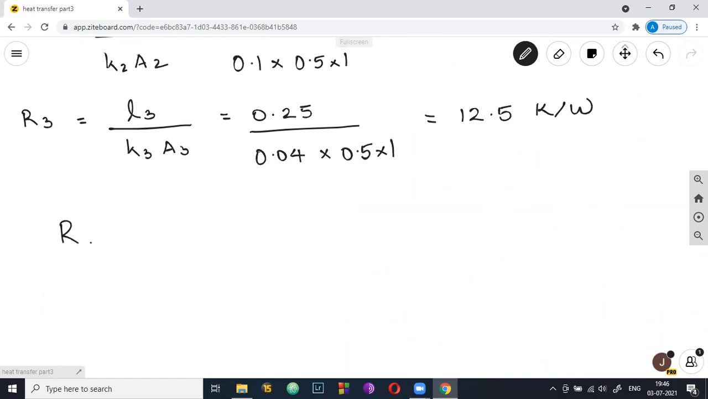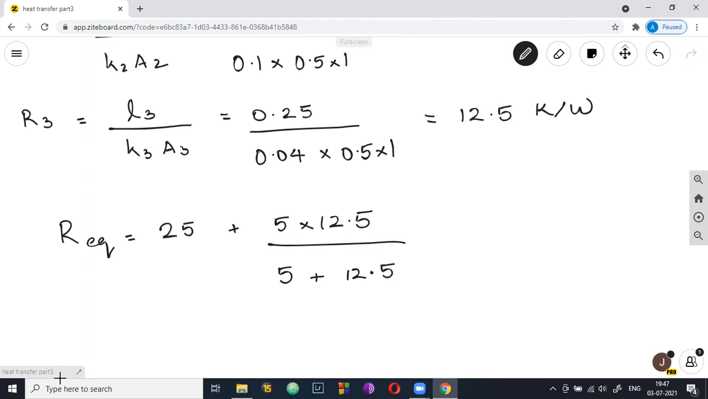So R equivalent will be what? 25, that is your R1, plus R2 multiplied by R3, that is 5 multiplied by 12.5 divided by 5 plus 12.5. Now you can use your calculators. I'm directly giving you the value. The answer is 28.57 Kelvin per watt. Okay, so this is your answer.